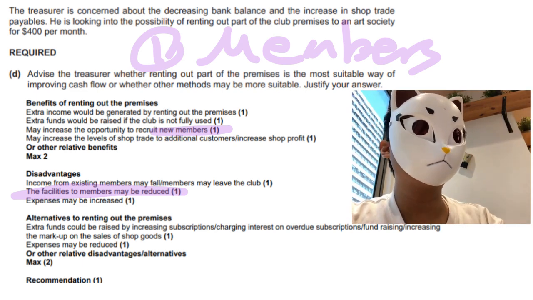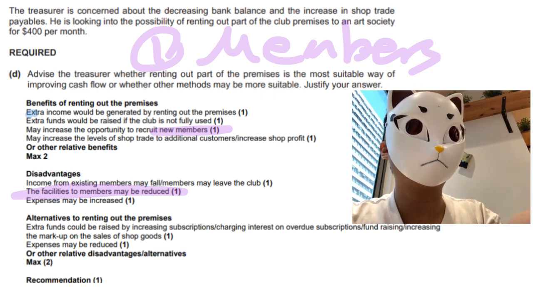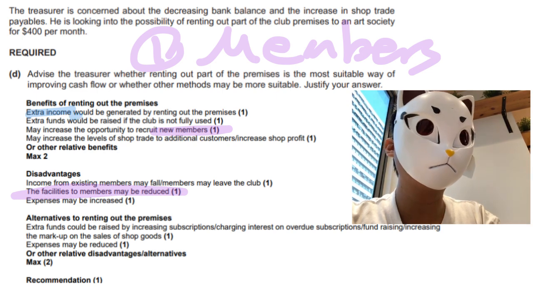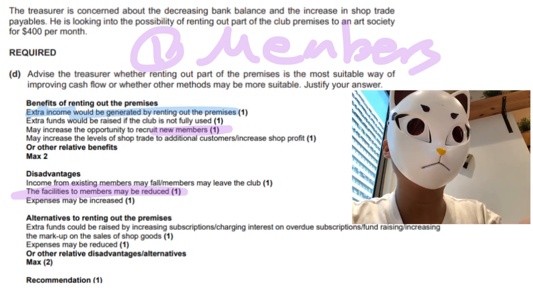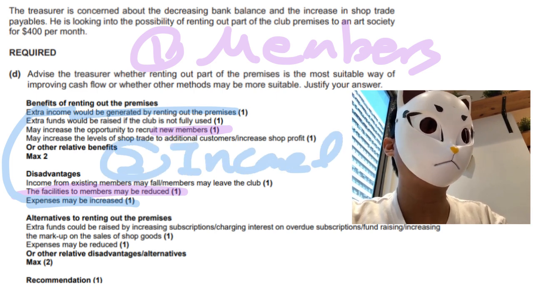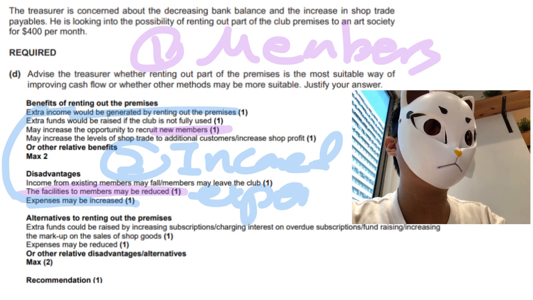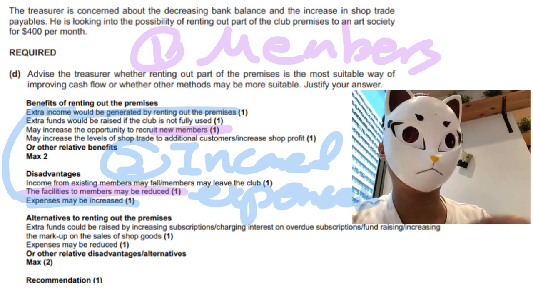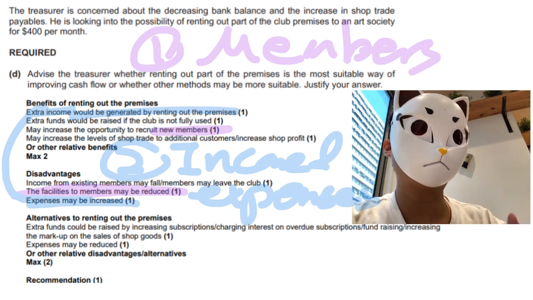Number two, you have to consider whether the revenue, the income will be increased, or whether expenses will be increased. So that's number 2. You have to figure out the income and expenses. So what is their relationship? Would it increase the income or the expenses? This is what you need to think about.